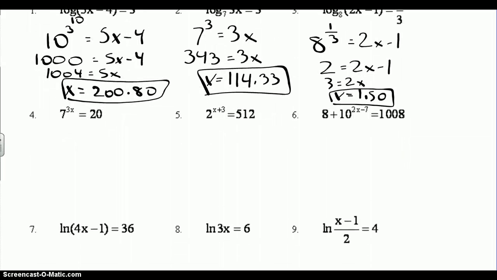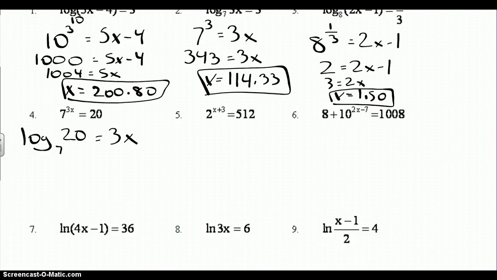Now we're given an exponential form. What I'm going to do is rewrite in logarithmic form to show you how to solve this. Remember that this is our base right here, so that's going to be log base 7. And remember, we're solving for the exponent, so that's going to be on the other side of the equal sign. So it's log base 7 of 20 equals 3x.